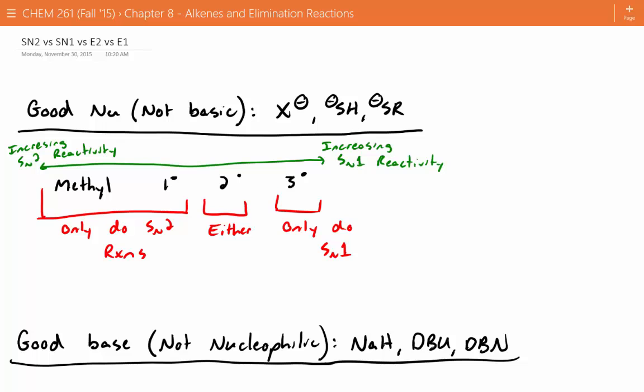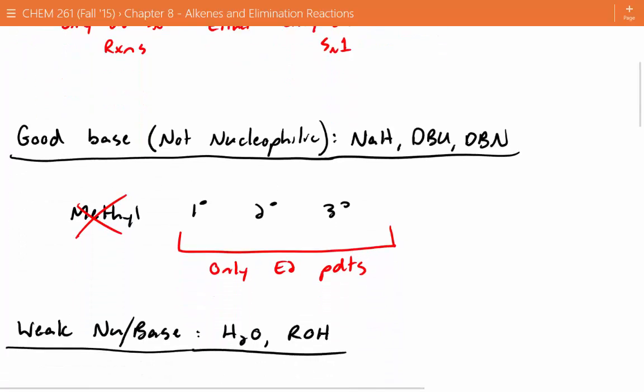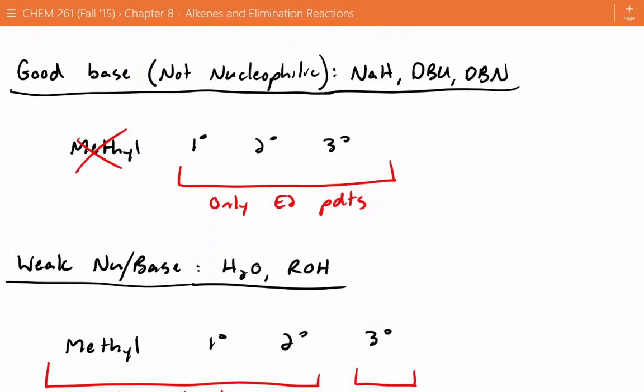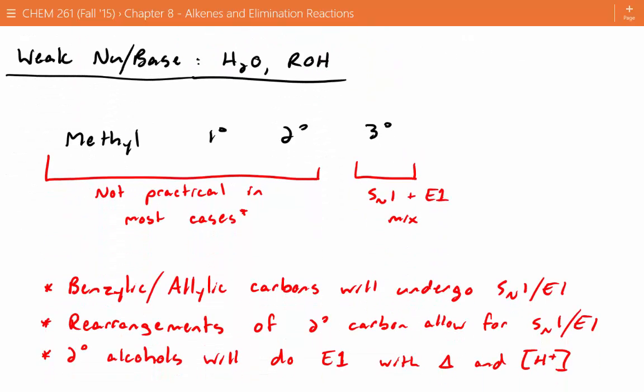Sometimes you have to actually look at it on a case-by-case basis with the secondary carbons in particular. For good bases that are non-nucleophilic, we said we don't observe anything but E2 reactivity, and we only observe it with primary, secondary, or tertiary, not methyl carbons. And then with weak nucleophiles and bases, just like with the problem of the day, we said that it's not practical in most cases on primary or secondary carbons, the exception being benzylic or allylic carbocations. We typically see it with tertiary carbocations, and we have to be aware of rearrangement reactions.